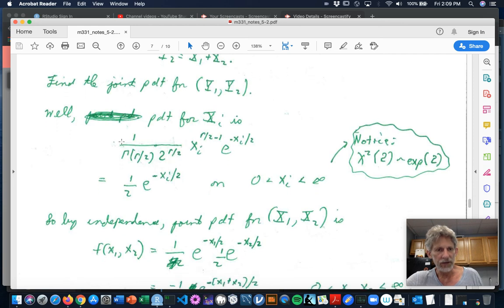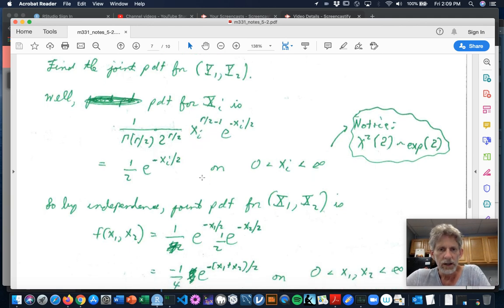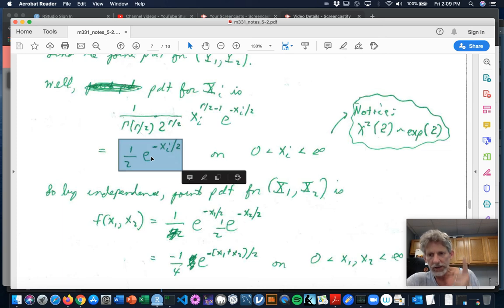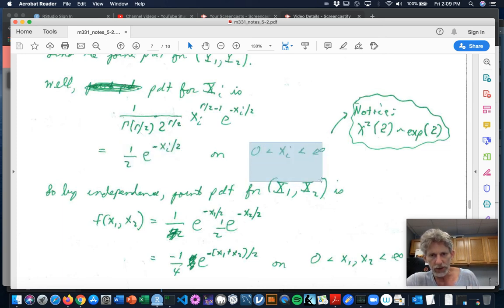And that kind of simplifies a lot. In fact, all you're going to get out of that initial fraction is a 1/2. And this little guy here is going to turn out to be xi to the 0, which is 1. So for either x1 or x2, the support is 0 to infinity, and there's the PDF for the individual random variable. So when I stare at that, I realize, whoa, that's the PDF, same support, for an exponential random variable where the theta is 2. So a chi-square with 2 degrees of freedom really is just an exponential random variable all along.